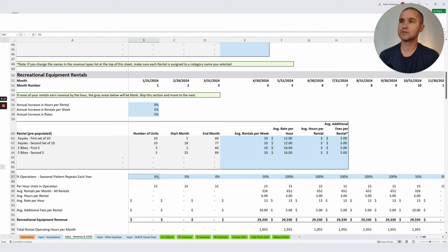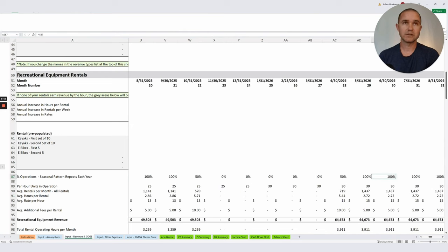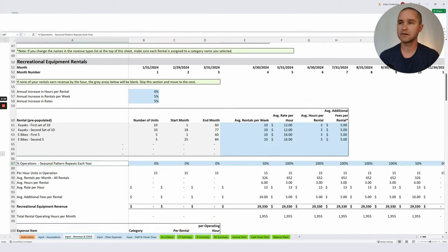Okay, so now if we're renting kayaks, it may be that this is a seasonal business, right? It's got to be nice weather when you're renting out the kayaks. So maybe we have 0% capacity utilized here in January, February, and March. And then as spring comes, April, we can go up to 50%. And then we're saying we're at 100% of our operations, 100% capacity here in the summer and warmer months. And then this seasonal pattern will just replicate itself for the following years. It will follow that same seasonal pattern here.